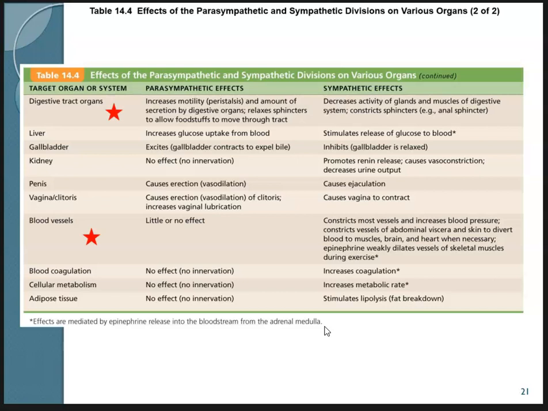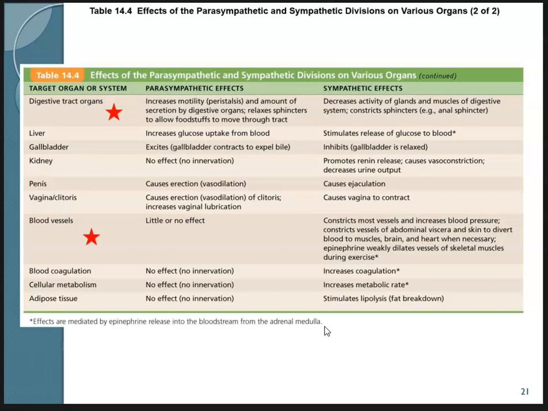Then a couple of others. Digestive: an increase in motility and amount of secretion by the parasympathetic, while the sympathetic will decrease the activity, whether it's muscle or even the juices as well. They'll constrict our sphincters, which is why we feel full. You may need to use the restroom when you're nervous. When we're nervous, we feel that we need to void, but the bladder is really not full, but it feels that way. In terms of the blood vessels, it's again the sympathetic which causes vasoconstriction.